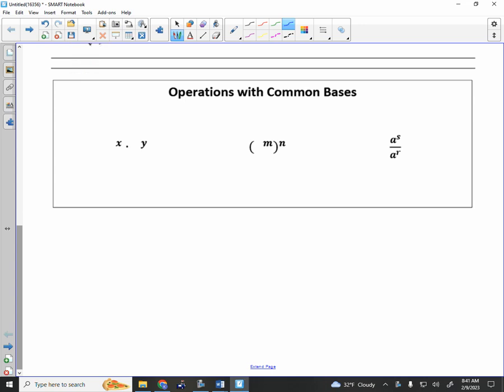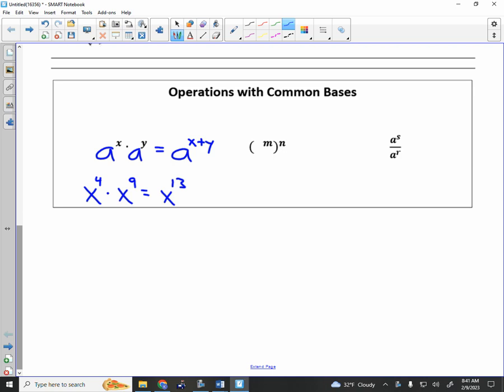So you can see that my printer for the smartboard doesn't always get everything. But what we're learning today is if you have two bases that are the same, you add the exponents. This would be a to the x plus y. So if I can give you an example, if you have, say, x to the 4th times x to the 9th, that's x to the 13th. So that's a review from your properties.